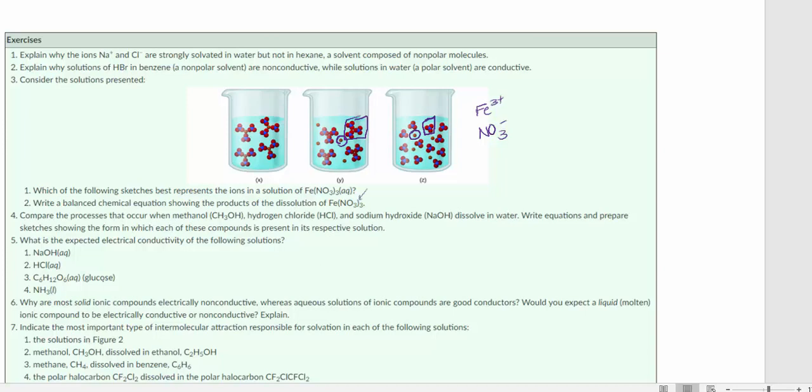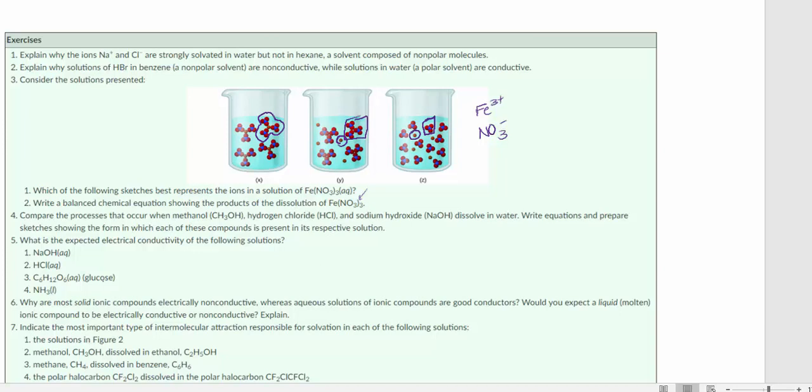The nitrates aren't joined together. The nitrates are actually surrounding the iron. So this is an iron nitrate compound as itself. It hasn't broken into pieces. So Z is going to represent what happens when iron nitrate is solvated in water. All of those ions break apart.